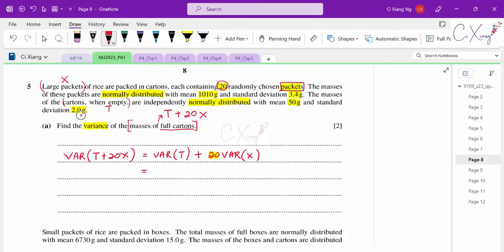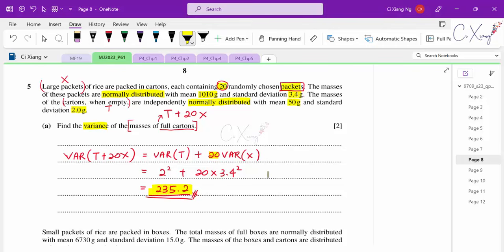So for the variance here, variance T, what's the variance T here? The standard deviation for the empty carton is 2, so the variance will be 2 squared. Then plus 20 multiplied by the variance for the packets. The variance for the packet is 3.4 squared, so you multiply with 3.4 squared. And from here, we should get the value 235.2. So this is how we calculate the variance for 20 large packets with the empty cartons.